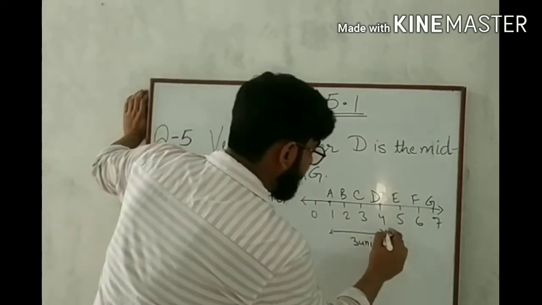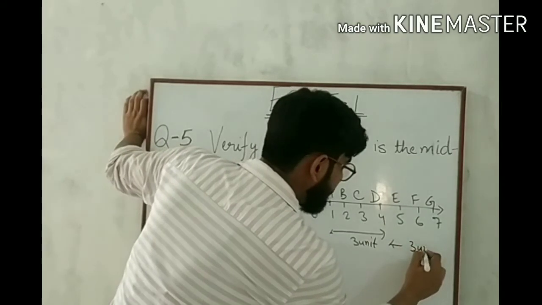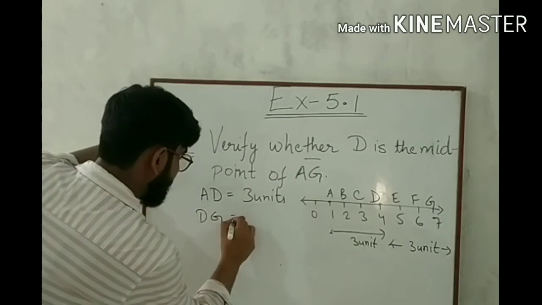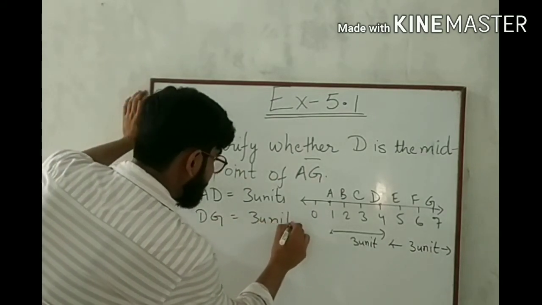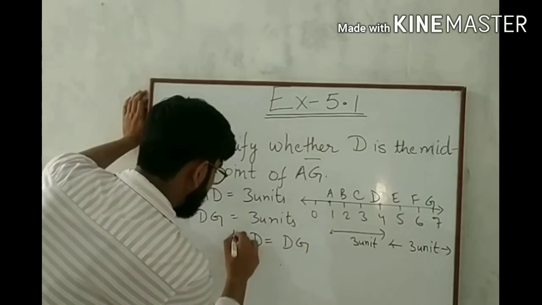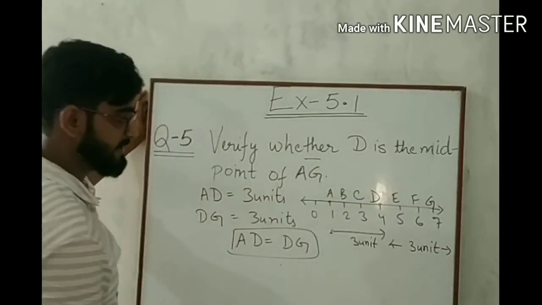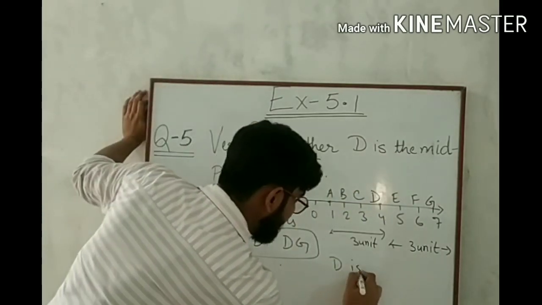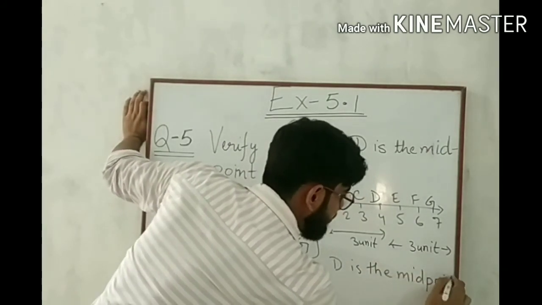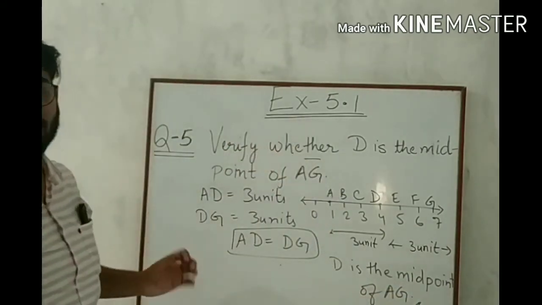Similarly, D is at 4 and G is at 7, so DG is also 3 units. So we can say that AD is equal to DG. Since AD is equal to DG, we can say that D is the midpoint of AG. Okay? Understood?